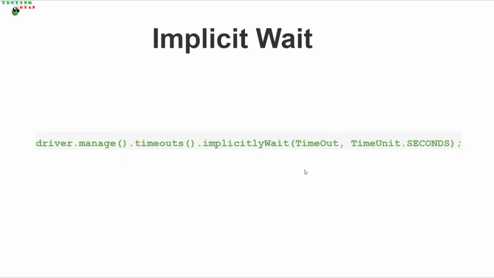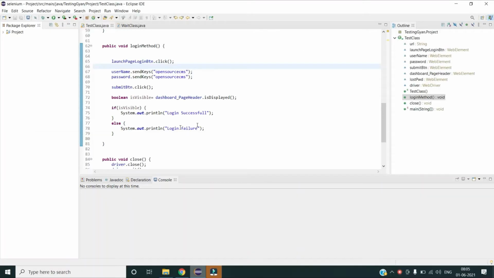Now let us see its implementation in the Eclipse code. To show the implementation, I have created this method in my class, where I'm simply going to a website, then I'm logging into its portal using the username and password, and then I'm verifying the header of the next page. If the header of the next page is visible, then it is saying login is successful. If it is not visible, then it is saying login is failure.